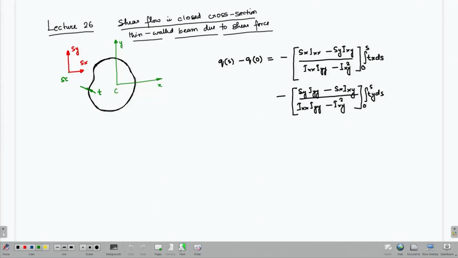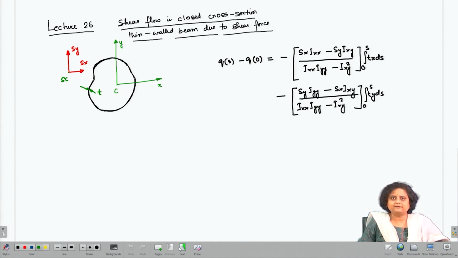Hello, welcome to week 6. This is the first lecture of week 6. This is actually a continuation of what we have studied in week 5. In week 5, we have mostly studied the shear flow in thin wall cross section beam due to applied shear forces. So, we had applied shear forces Sx and Sy and found out the shear flow in the cross section due to these shear forces.